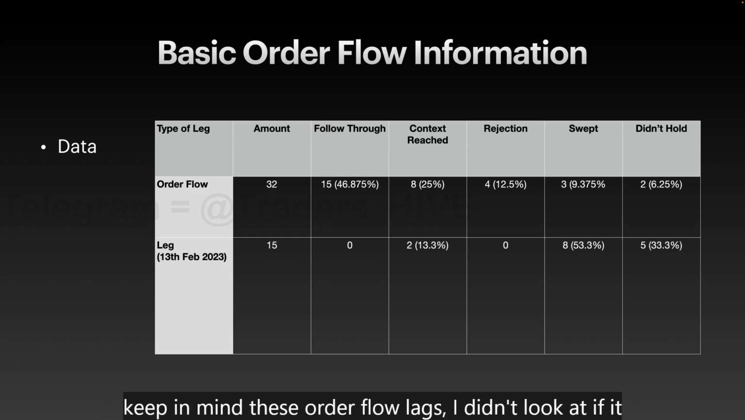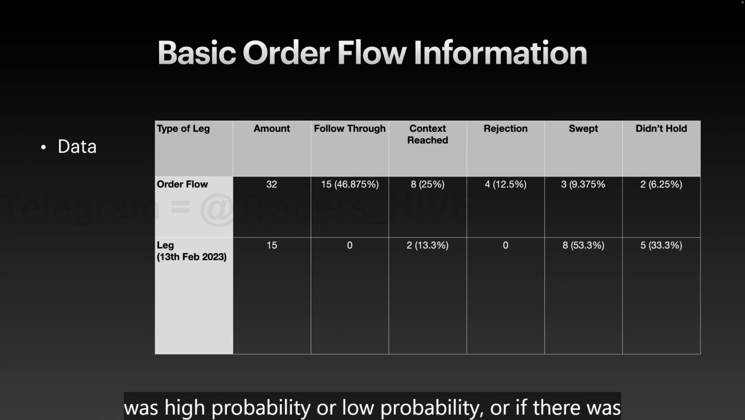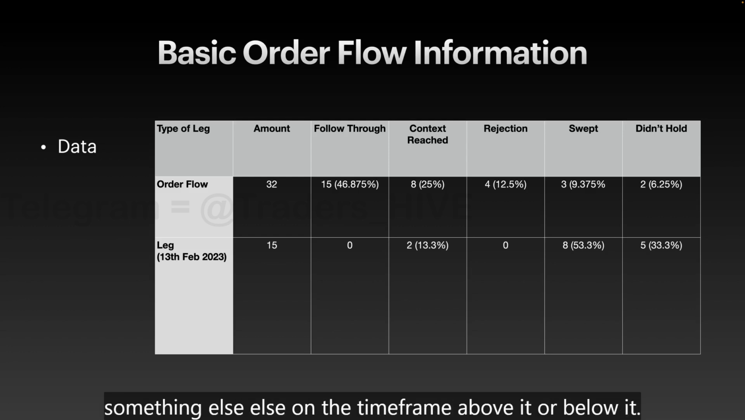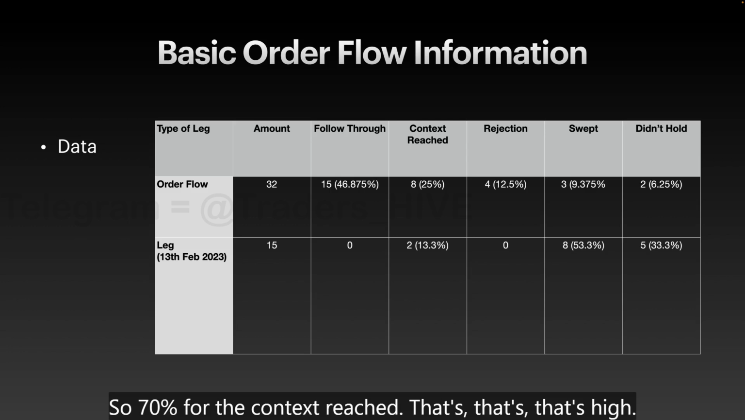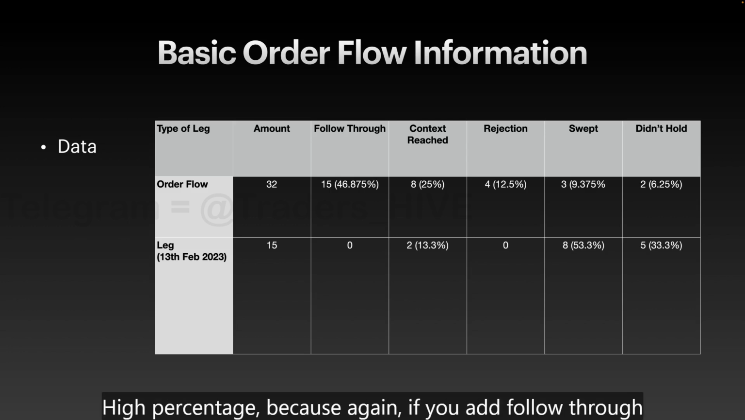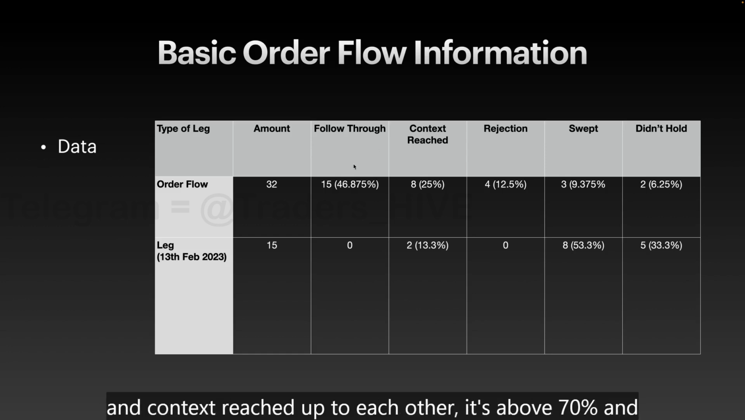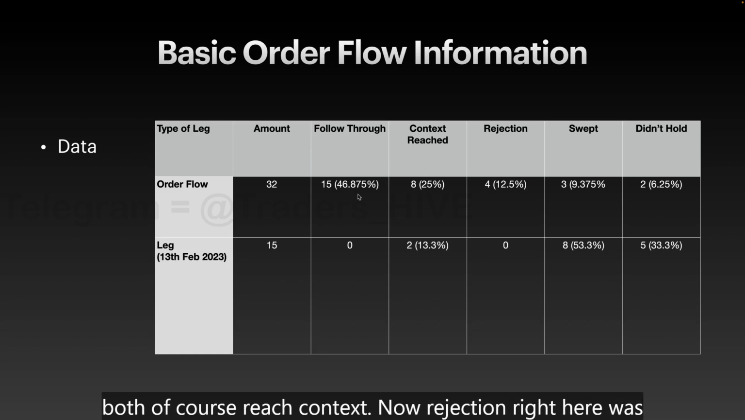And keep in mind, these order flow lags, I didn't look at if it was high probability or low probability, or if there was something else on the time frame above it or below it. No, I just looked at it at the order flow lag objectively. So 70% for the context reached, that's a high percentage, because again, if you add follow through and context reached up to each other, it's above 70%, and both of course reach context.